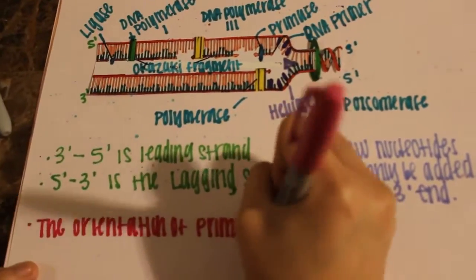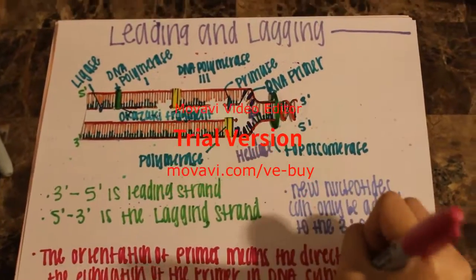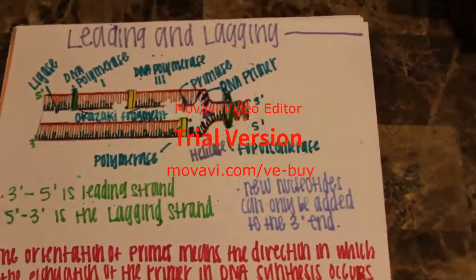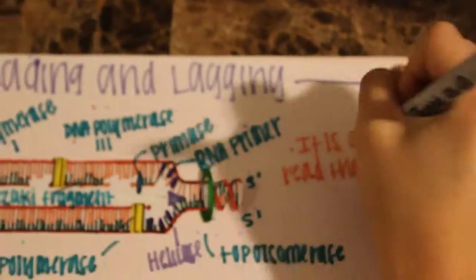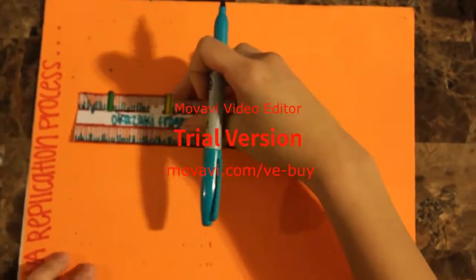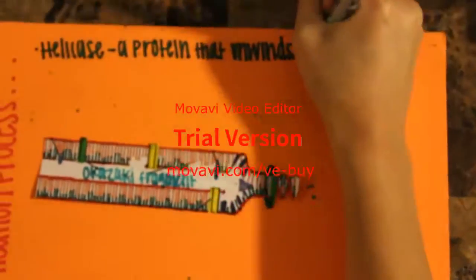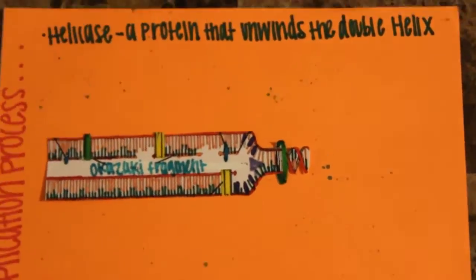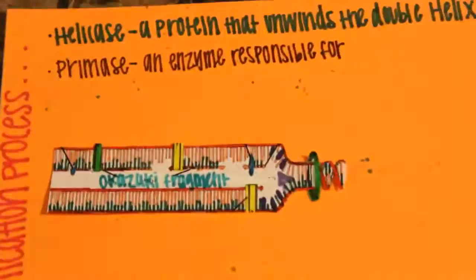Okay, now on to DNA replication process. In the DNA replication process, you have a helicase, which is a protein that unwinds the double helix, a primase that acts as an enzyme responsible for adding the primer to start DNA replication, DNA polymerase, which adds new nucleotides to the 3' end of the strand, ligase, which joins Okazaki fragments together. Okazaki fragments, by the way, are fragments that are made from the replication of lagging strands. You have leading strand, which is 3' to 5', and lagging strand, which is 5' to 3'.